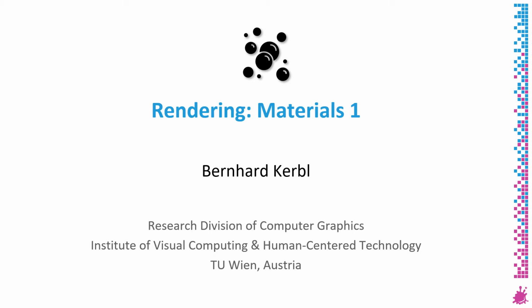Welcome to the lecture on materials. This is Materials 1, where we will talk about simple materials that reflect light only in exactly one or two directions, that is, mirror materials and dielectrics, and also the effects that they cause on their surroundings.